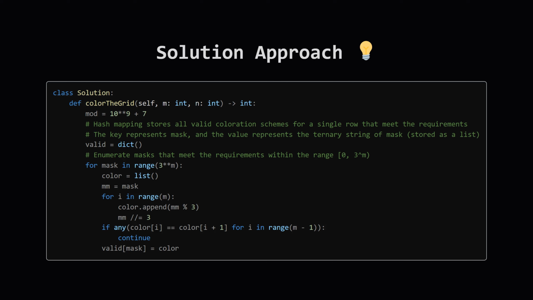The first part of the solution focuses on pre-calculating all valid ways to color a single row of cells. It uses a base 3 representation for the colors and iterates through all possibilities, filtering out any row colorings where adjacent cells within that same row have the same color. These valid single-row patterns are then stored for quick lookup.